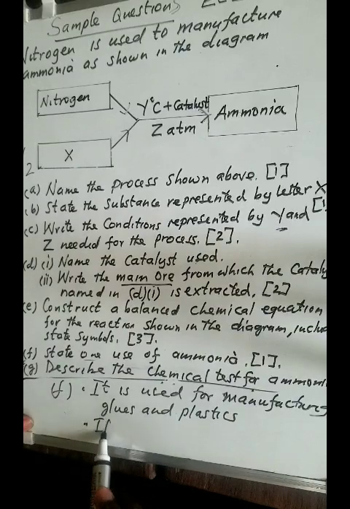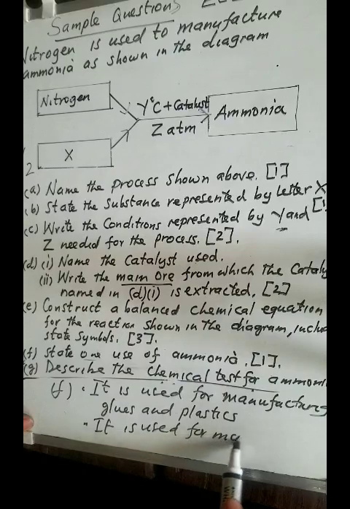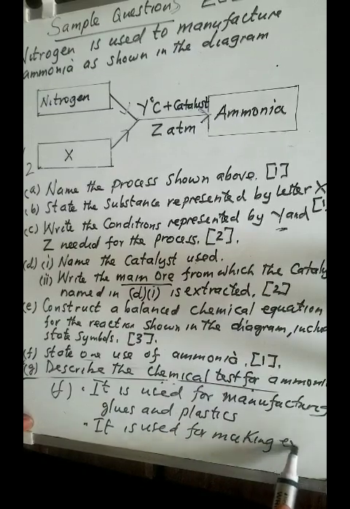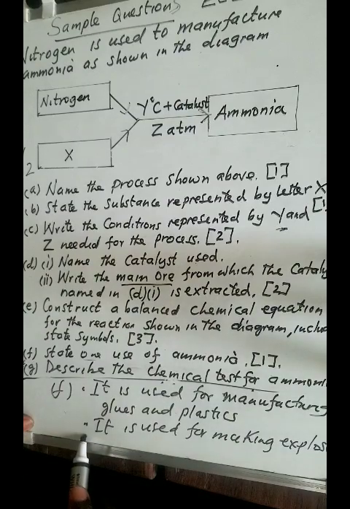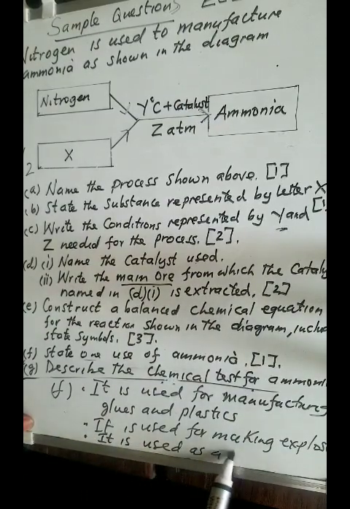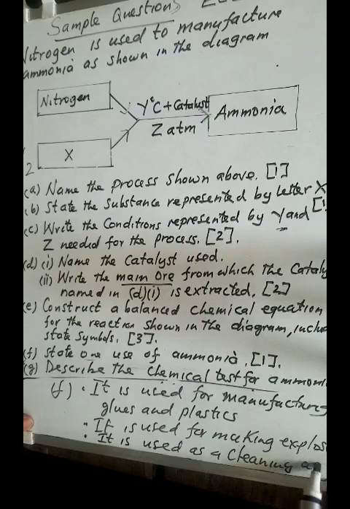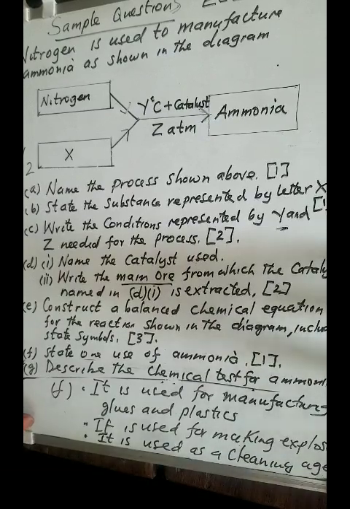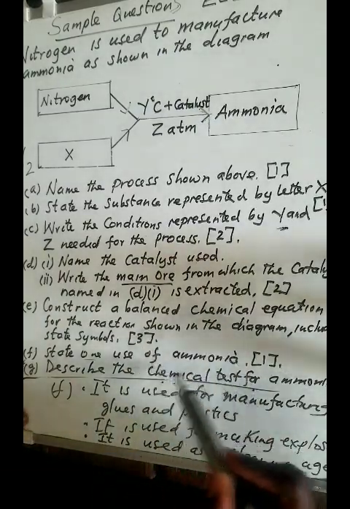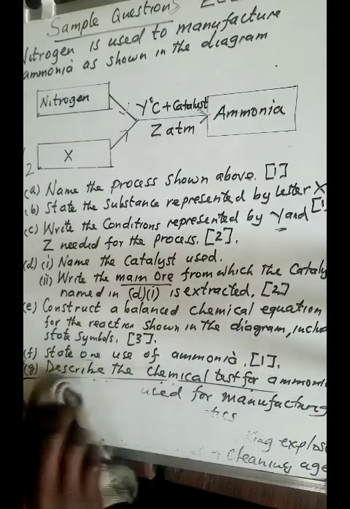Then 2, it is used for making or manufacturing explosives. So you can also use it to make explosives. And we can say it is used as a cleaning agent. So it is also used as a cleaning agent. So those are things that you need to remember. You can also use ammonia for manufacturing nitric acid. So those are some of the things that you need to remember.